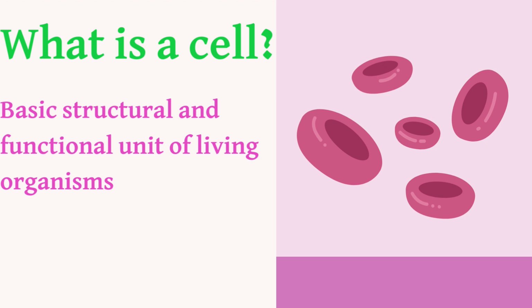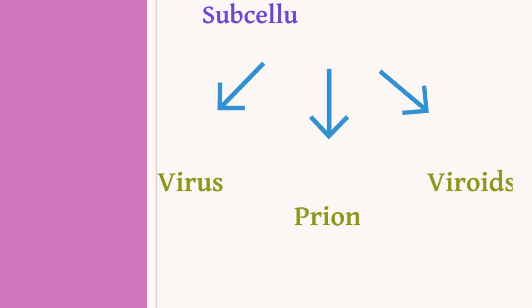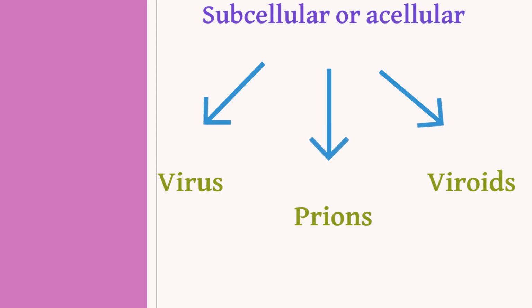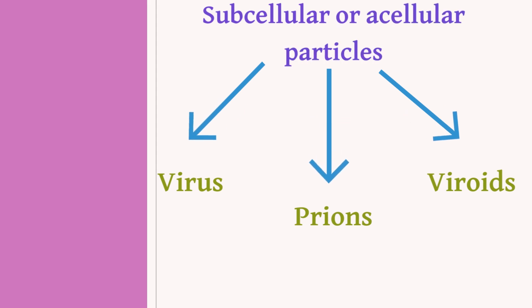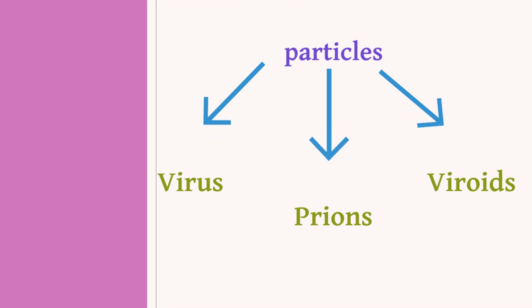Now, what is a cell? Cell is known as the basic structural and functional unit of living organisms. Subcellular or acellular particles. These are some particles that show the characters of both living and non-living things. That's why we call them subcellular or acellular particles. These particles include viruses, prions, and viroids.